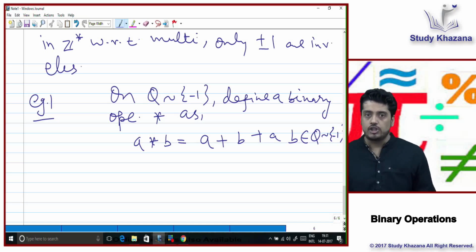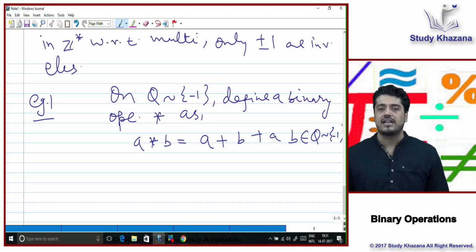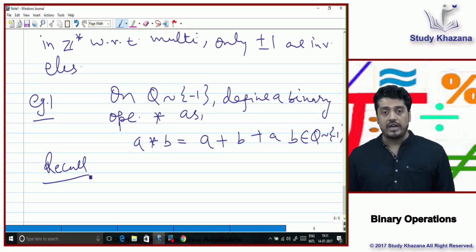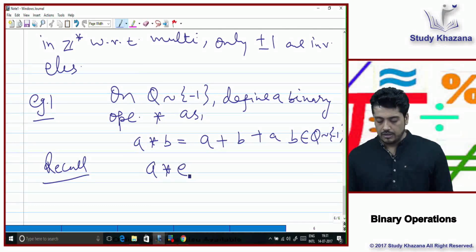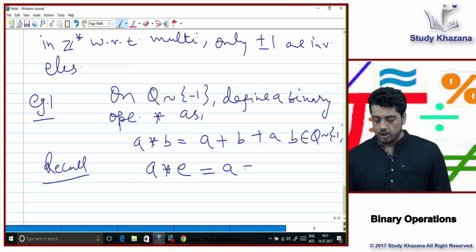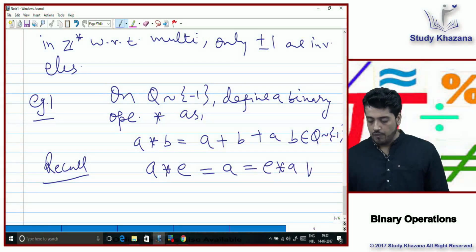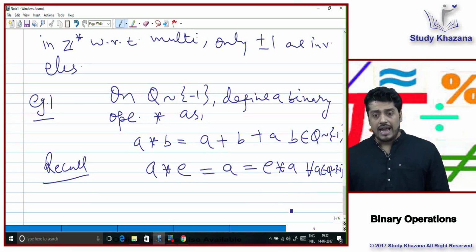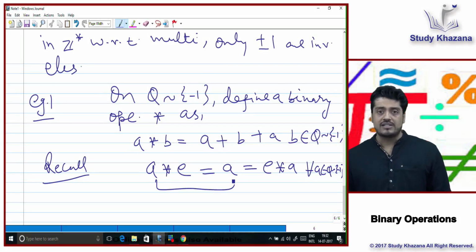So firstly, I will show the identity exists. In fact, in my last lecture, I have already shown that identity exists in this case, but I will quickly recall that. What is my requirement for an identity element? A star E should be equal to A, should be equal to E star A for every A belongs to Q deleted minus 1. And this operation is commutative also. Why? Because A plus B is the same as B plus A and AB is the same as BA. So I need to consider only one side identity.